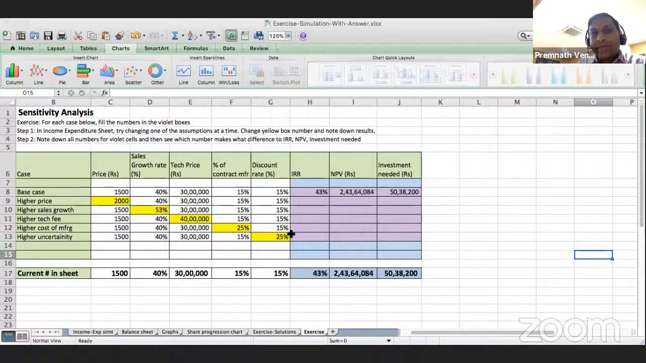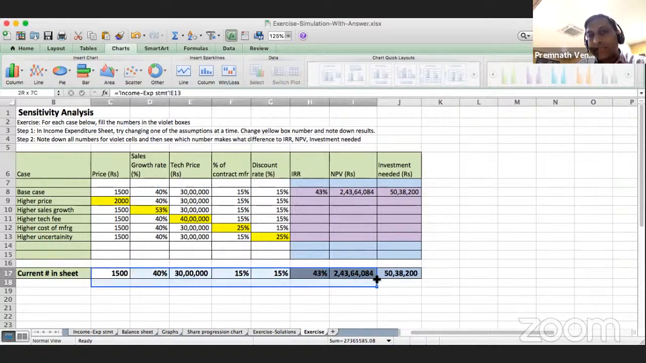I've given you some numbers here, right? We are going to pull out the numbers for the violet boxes out here. The base case is shown here. The base case as of now, calculating from the sheet, is also shown below. So if you change the numbers, the red numbers in the income expenditure statement, you will see those numbers changing below here in this part of the sheet. And you can then note it down in the purple boxes, and I want to see what you come up with. Okay, it's a very simple exercise.